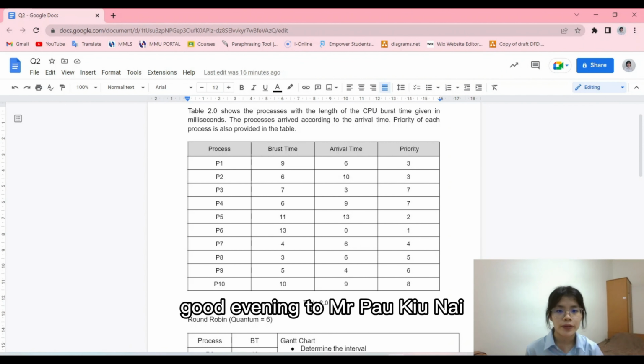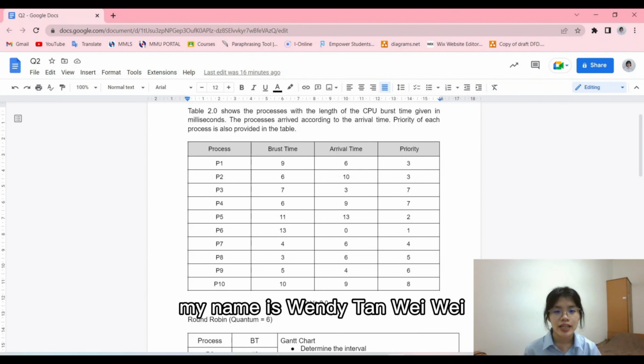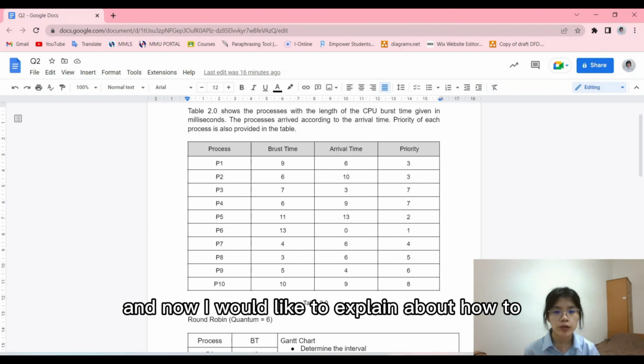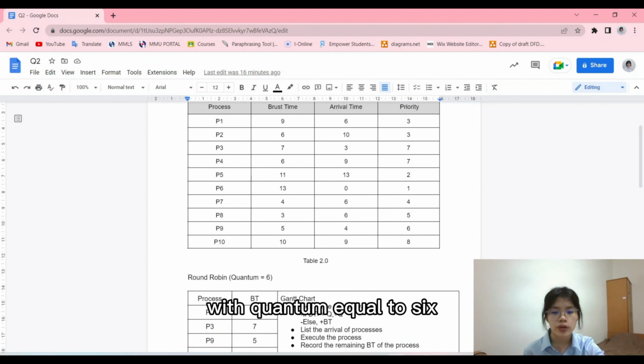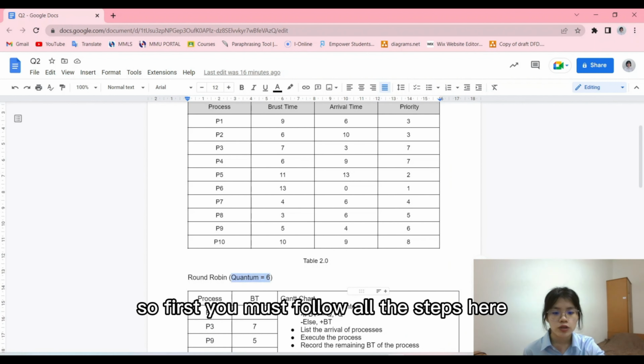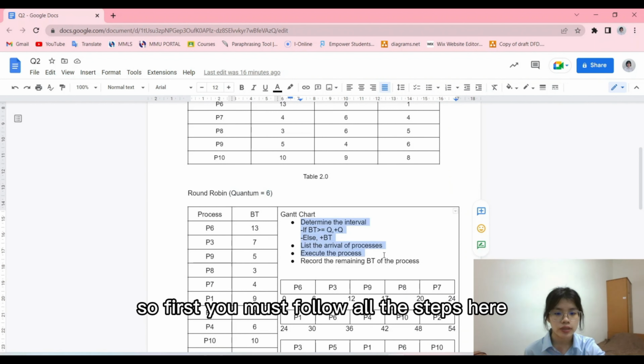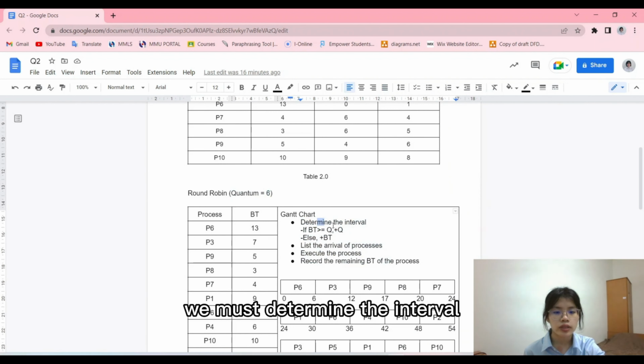Good evening, Mr. Palpulai. My name is Wendy Tan Wei Wei, and now I would like to explain how to solve the scheduling algorithm using round robin with quantum equal to 6. So first, you must follow all the steps here. You must determine the interval.